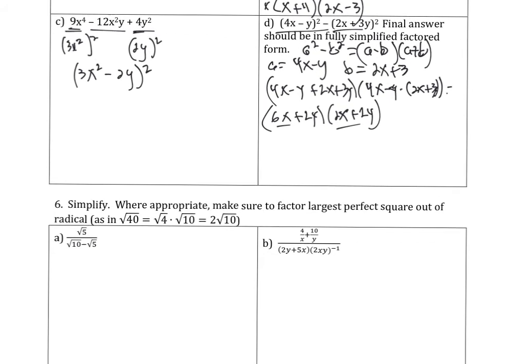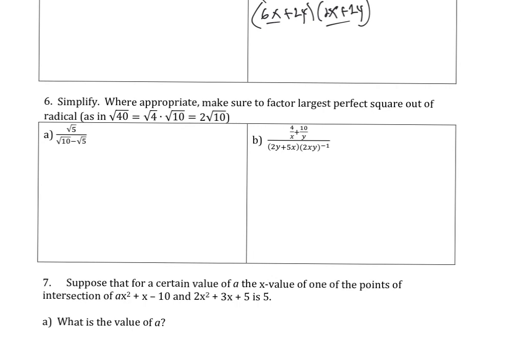Okay, moving right along. We want to do some simplifying here, and in this case we want to multiply by what's called the conjugate of the denominator, which is root 10 plus root 5 over root 10 plus root 5. Because we're just multiplying by 1, we're not changing the value. Because of the difference of perfect squares, a minus b times a plus b gives us a squared minus b squared. So our denominator ends up being root 10 squared minus root 5 squared, or just 10 minus 5, or 5.